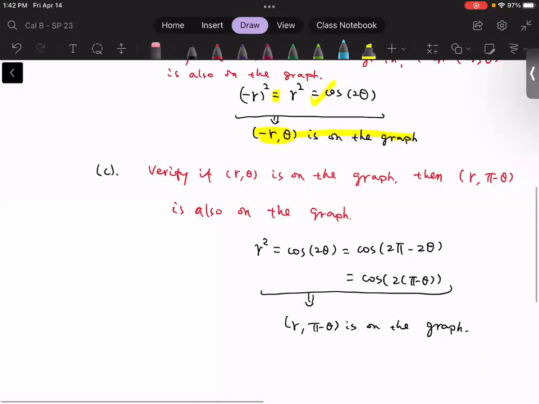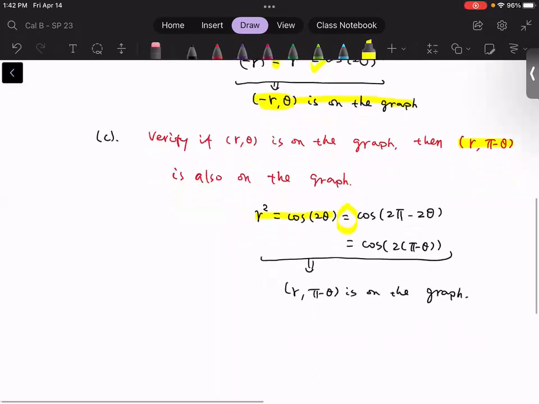Another way is we can verify directly. That means if (r, theta) is on the graph, then (r, pi minus theta) should also be on the graph. So let's verify this. This is the starting point. For the next step, we utilize the property of the cosine function: cosine of 2 pi minus 2 theta is the same as cosine 2 theta. So here we also utilize the property of the cosine function, that the period is 2 pi. Then with a little bit of algebra, it will tell us that (r, pi minus theta) should also be on the graph. So this is a straightforward verification in part C.